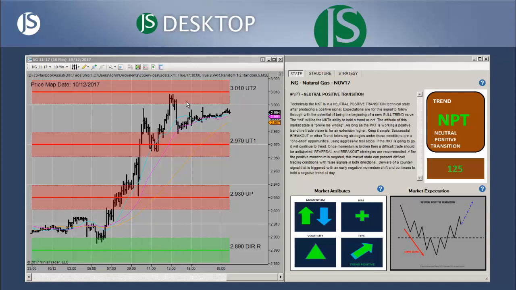I'm looking for this move. And how can I participate in that move? This is a get on the train move. As long as the train's moving, you need to jump on. You're not going to get the pullback. If you're getting a pullback in this type of market state, you're going to lose money. That's the tell that the market is ready to correct. As long as it's working positive structure, you're working that trade. You're working that momentum.